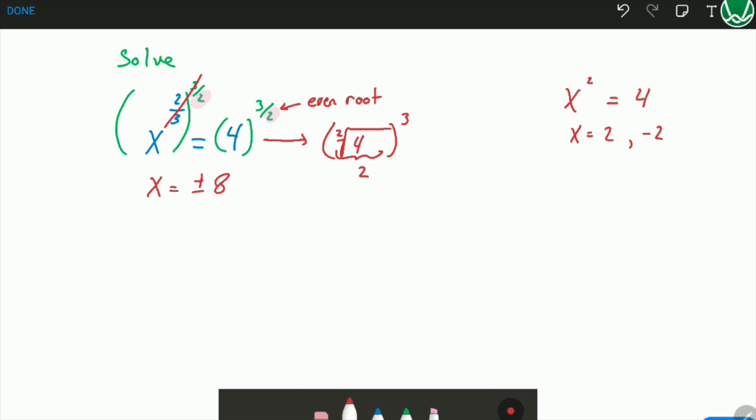So if you are one to forget about this, sometimes it can be helpful to turn the rational exponent into a radical and exponent separately, because it makes it a little bit easier to see when you need to add this plus or minus on to these solutions. So that's the final note.